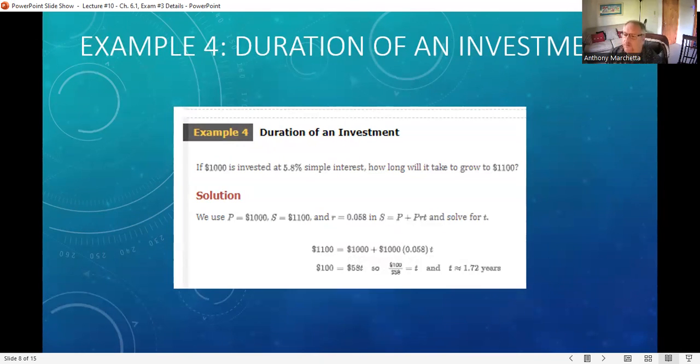So once again, we use our favorite little formula, S equals P plus PRT. There it is. And plug everything in you know. The S is the 1,100. The P is 1,000. It's written here and here. The 0.058 is the percentage change into a decimal. And of course, there's T.